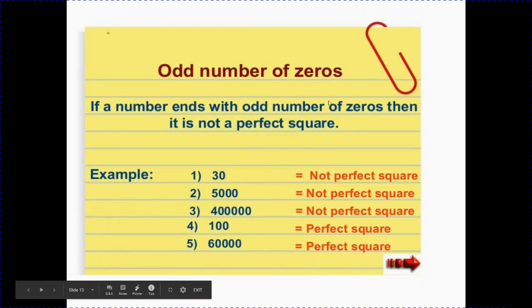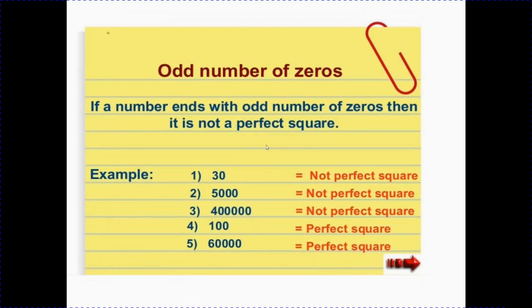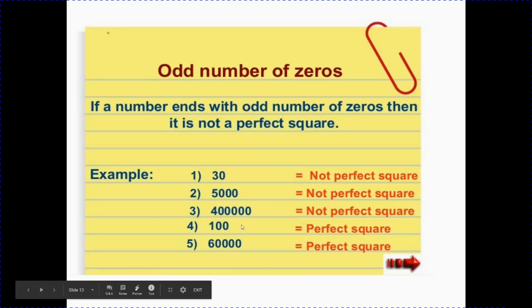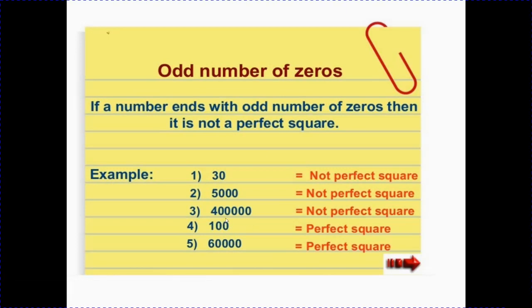Odd number of zeros. If a number ends with an odd number of zeros, then it's not a perfect square. Let's see an example. 30 ends with an odd number of zeros, so it's not a perfect square. If we take 100, what is the square root of 100? 10. It is a perfect square. But if we take 5000, it ends with an odd number of zeros. It is not a perfect square.